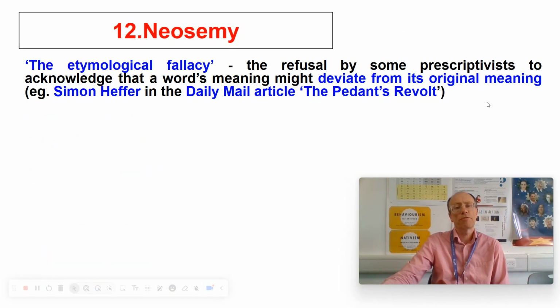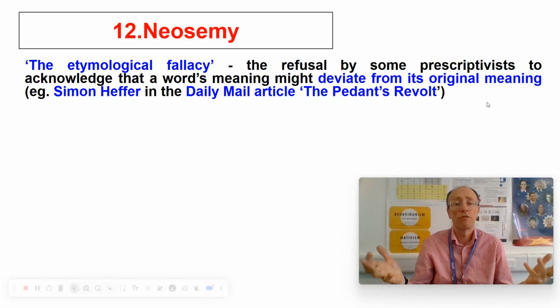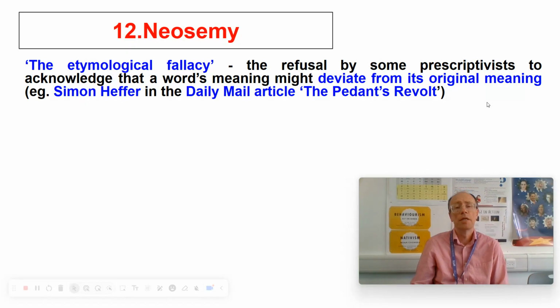The etymological fallacy is a nice little noun phrase for you to be using in essays or articles. This is the refusal by some prescriptivists to acknowledge that a word's meaning might deviate from its original meaning. So if you've been reading the AQA textbook, you'll have seen the Daily Mail article in there called The Pedant's Revolt, in which the Daily Mail writer Simon Heffer complains about various words deviating from their original meaning.